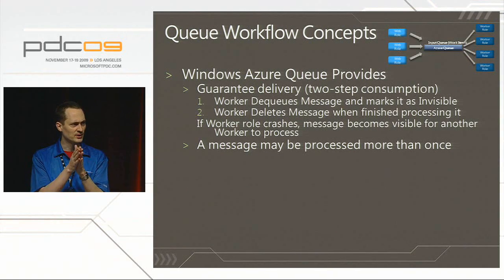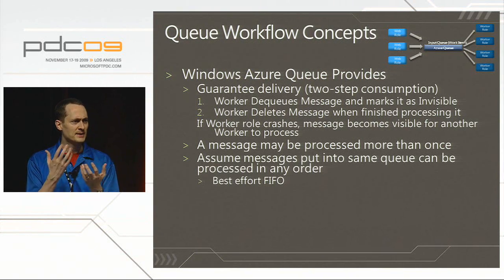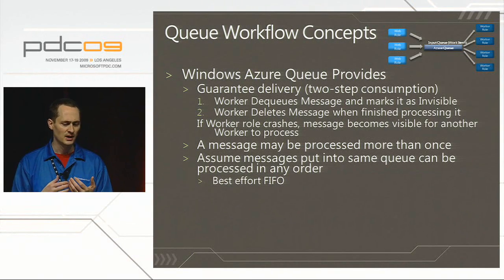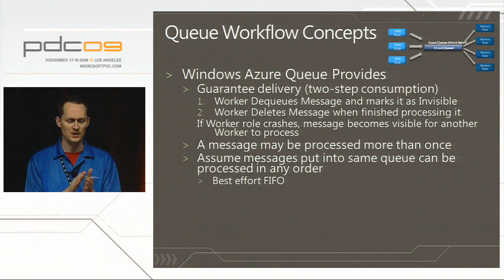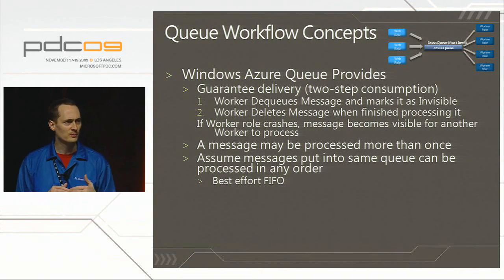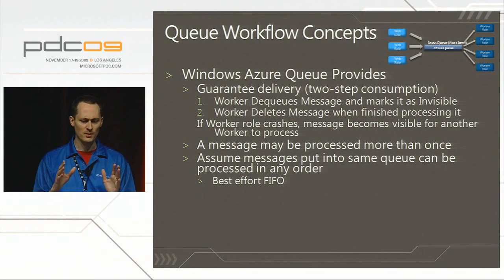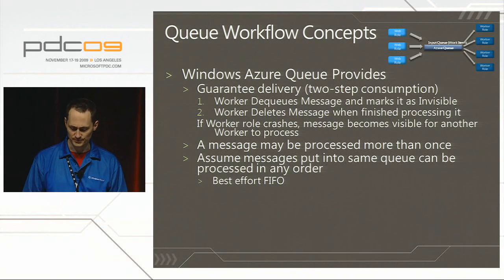So you need to make sure, when you deal with your workflow, that a message could be processed twice. In addition, since these messages get passed to worker roles which can crash, that crashed message may become visible again later, effectively meaning that the messages you put into the queue are being processed out of order. We do offer best effort FIFO for the queue, but when you use the queue for this worker flow model, you should assume that the messages can be processed out of order.